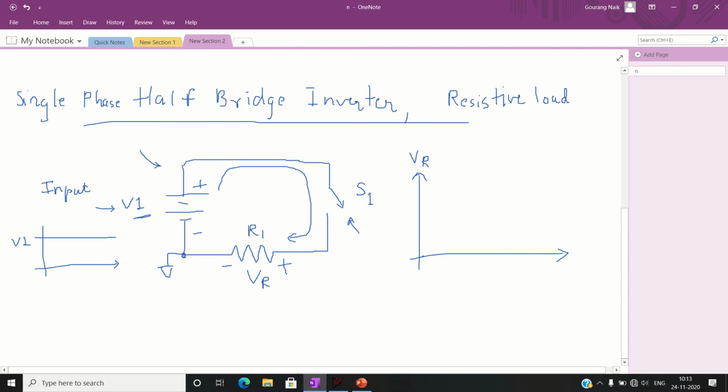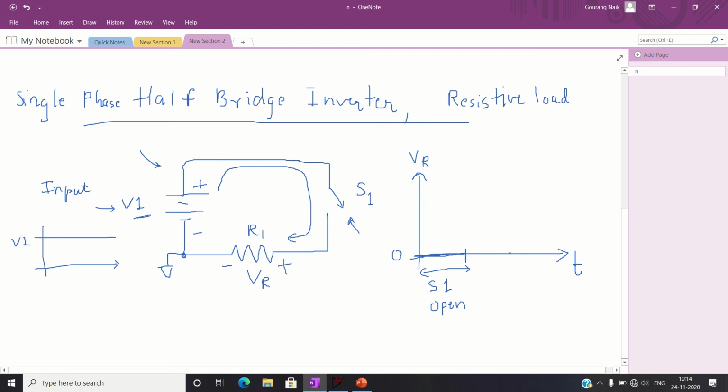So what you will have is when the switch is closed, so let us say this is time t, so for this much amount of period the switch, let us say S1, is open. If my switch is open, then there is no current flow, and if there is no current flow, there will be no voltage which will appear across the resistance. So at this much time my voltage VR is 0. Let us say this value is 0.